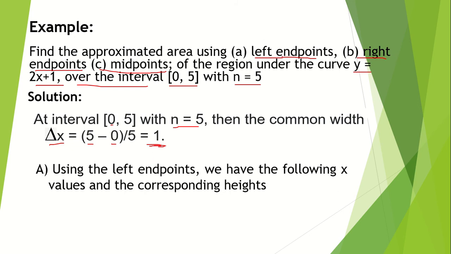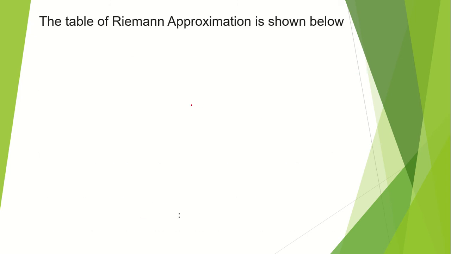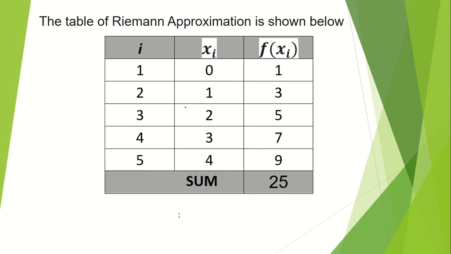So the first method, using the left endpoints, we have the following x values and corresponding heights. Here's the table of Riemann approximation. We have 3 columns here. The first column is the i, or the ith rectangle. The second column is the x sub i, the x coordinate. And the third column is the f of x sub i. It is simply the value of y.